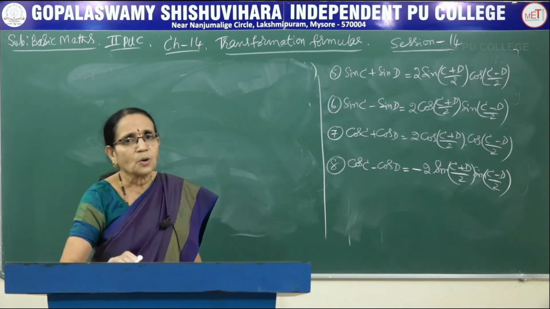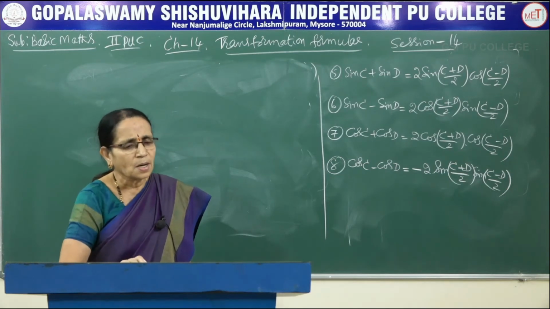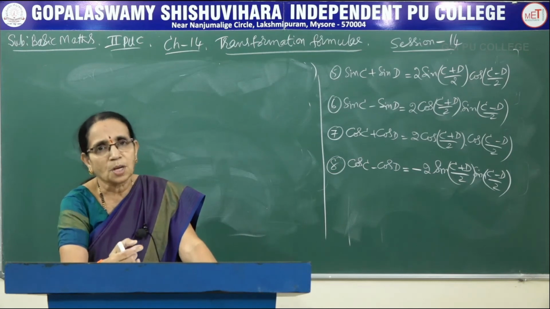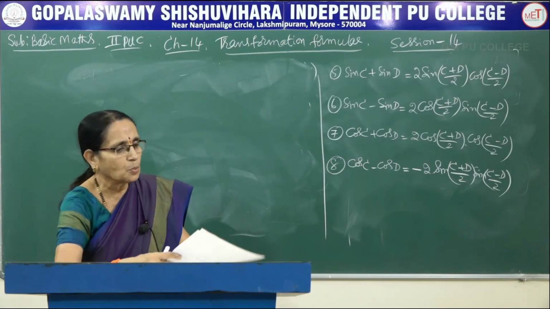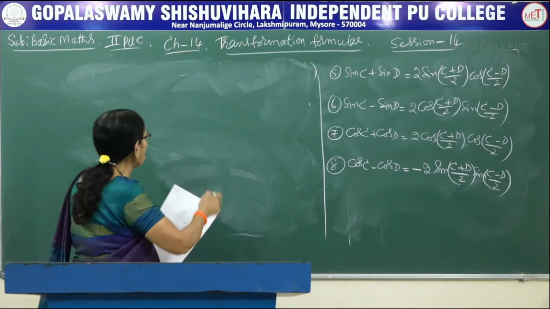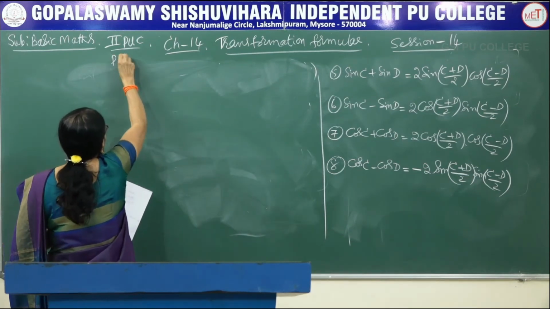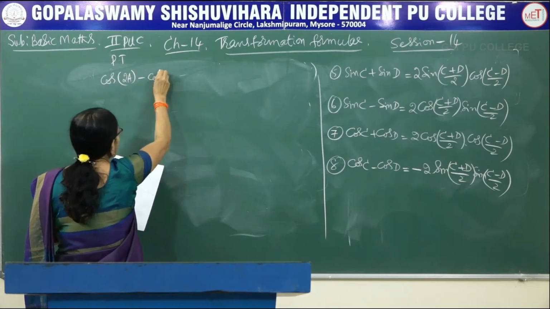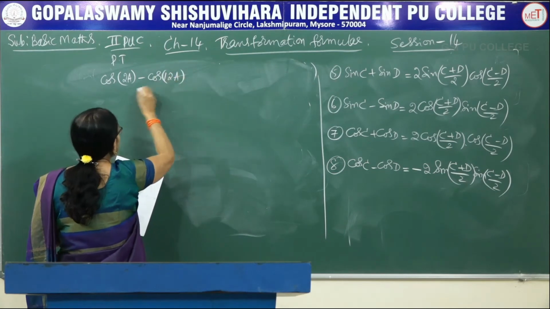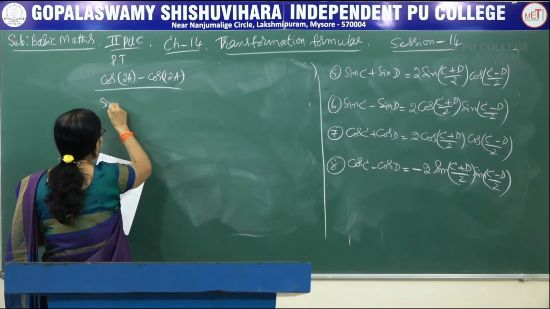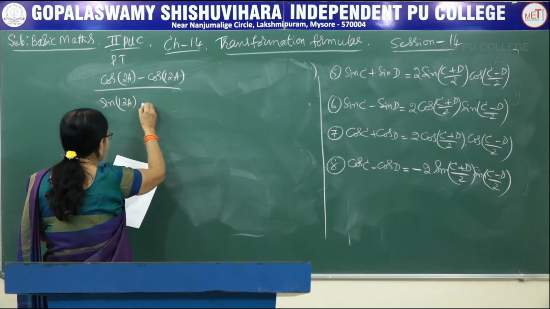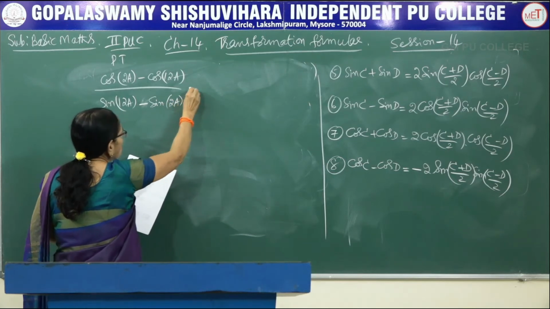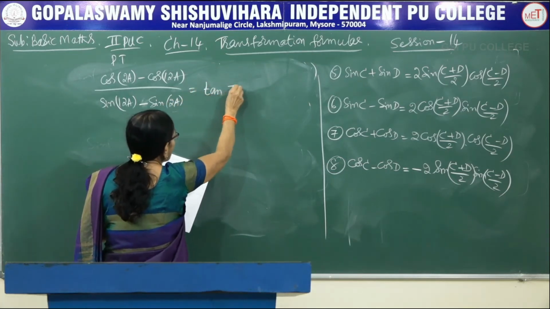Now, the coming problems, I am proving certain results. Here you can expect it for a 2 or 3 mark question. Some problems you can get within 2-3 steps. Now let us take down the next type of problem. Here I am proving certain result. Prove that (cos of 2a minus cos of 12a) divided by (sin of 12a minus sin of 2a) should be equal to tan of 7a.